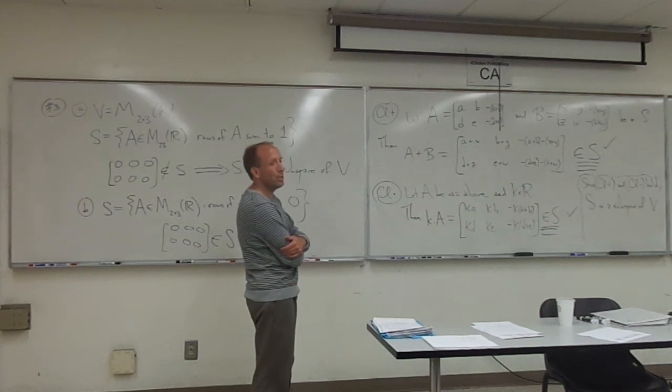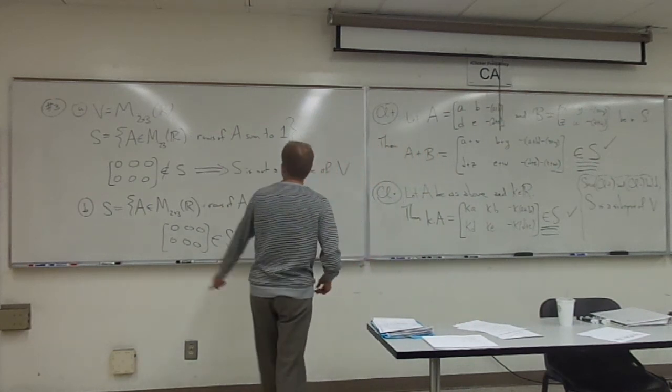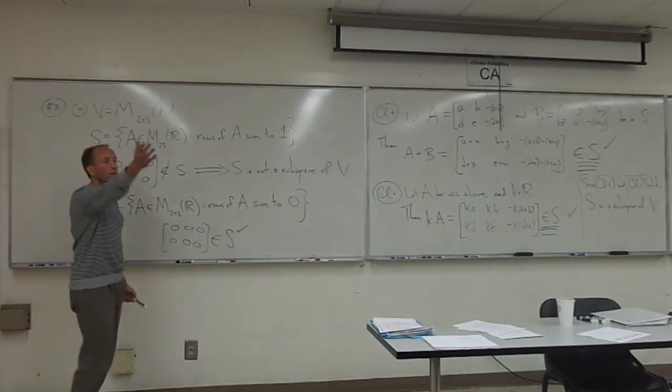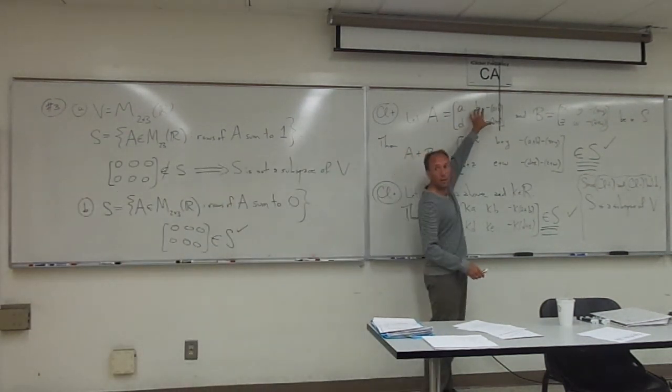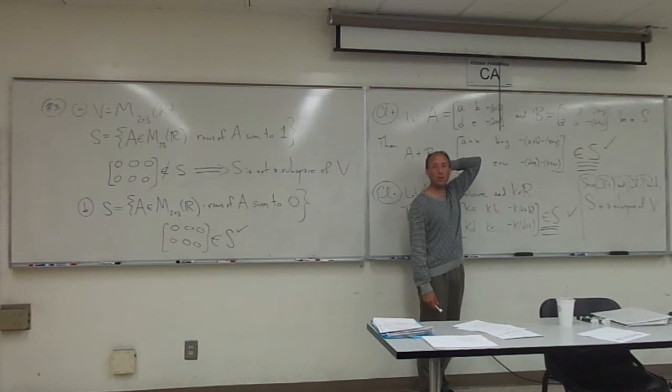Does anybody know what the dimension of this subspace is? This is not on the sheet. I'm just curious if anybody knows what it is. 6 would be the dimension of the whole vector space V. Why is it 4? Because there's 4 variables here, right? 4 free variables. So it's a 4-dimensional space.